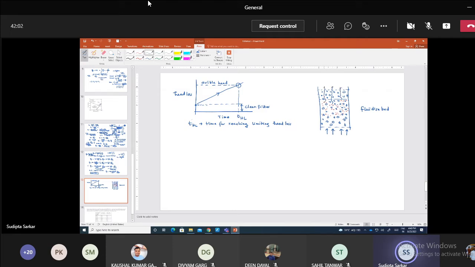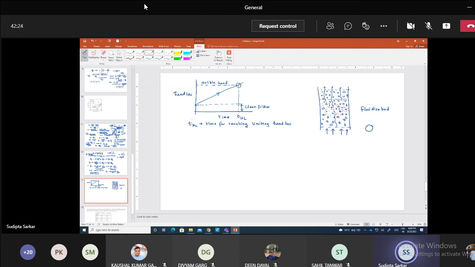So that is how you do the backwash. After this backwashing is over, all these particles will be going up like this. After the backwash is over, you try to run this again. So what happens when you fluidize this bed?